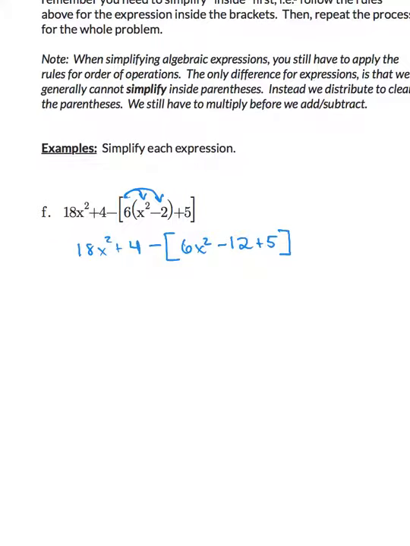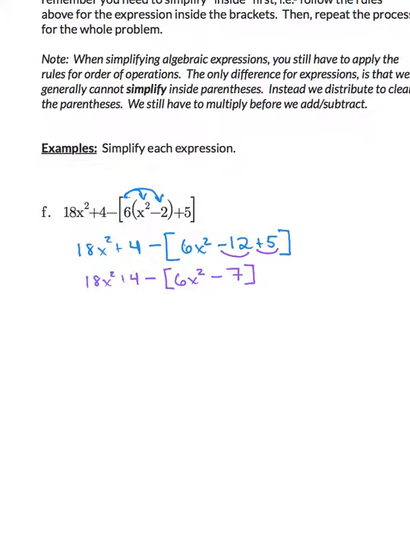Our next step, we want to go ahead and finish simplifying inside the brackets by combining like terms. I'm going to bring down my 18x squared plus 4. And now inside the brackets, I get 6x squared. It has nothing to combine with. I can combine negative 12 and positive 5, giving me negative 7. They have different signs. We're going to subtract and keep the sign of the larger number.